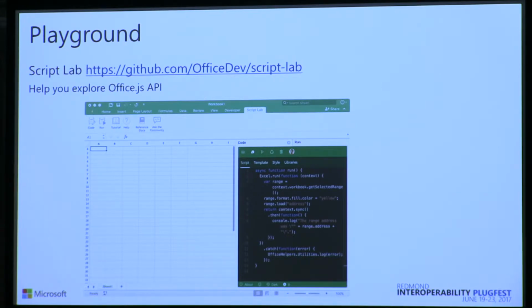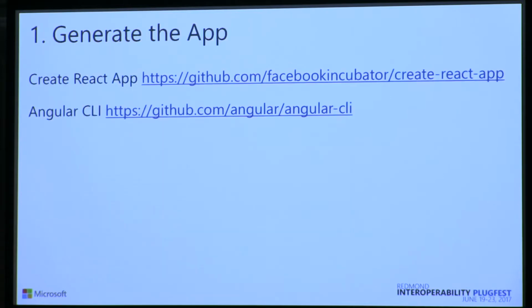Okay, so this is when you test a simple API, but if you want to build a probably large add-in, you probably want to use some framework. So you can use React or Angular. For creating a React project, you can use Create React App, and for Angular, you can use Angular CLI. Basically, you just type one line and then enter. It will generate a project immediately for you.